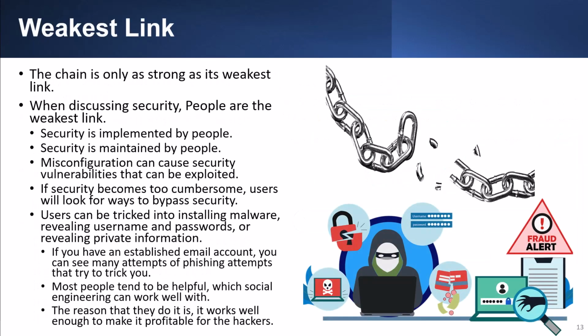The chain is only as strong as its weakest link. When discussing security, people are the weakest link. Security is implemented by people. Security is maintained by people. Misconfiguration can cause security vulnerabilities that can be exploited. If security becomes too cumbersome, users will look for ways to bypass security.